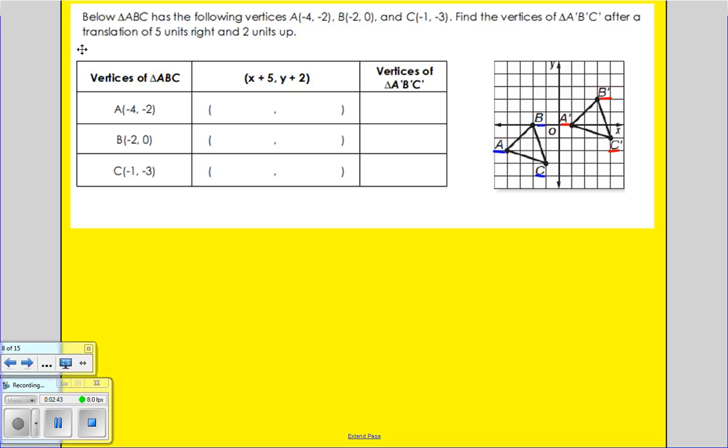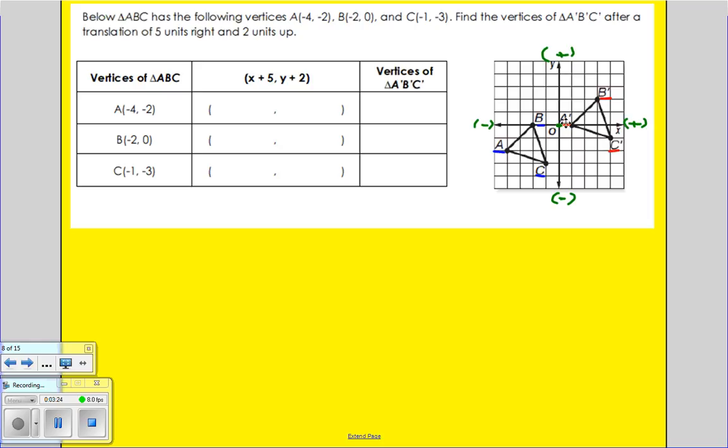In this problem, triangle ABC has the vertices of point A at -4, -2. If you look at your coordinate plane, remember that 0, or the origin, is in the exact center. So this is 0, 0 right here in the exact center. On the x-axis, to the right is positive, to the left is negative. Okay, positive over here, negative over there. And on the y-axis, up is positive and down is negative.